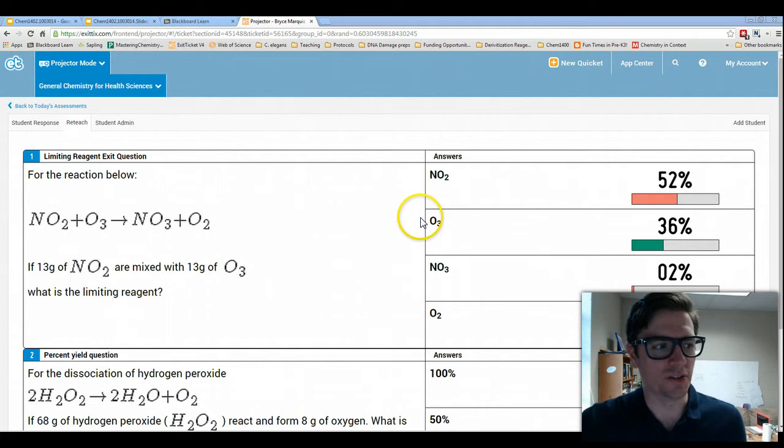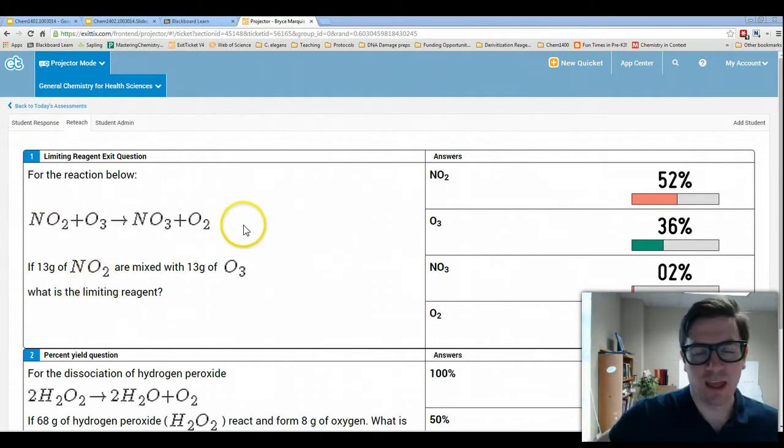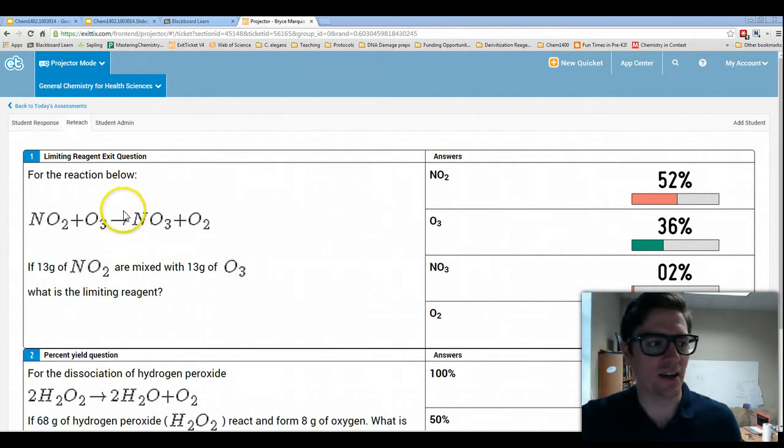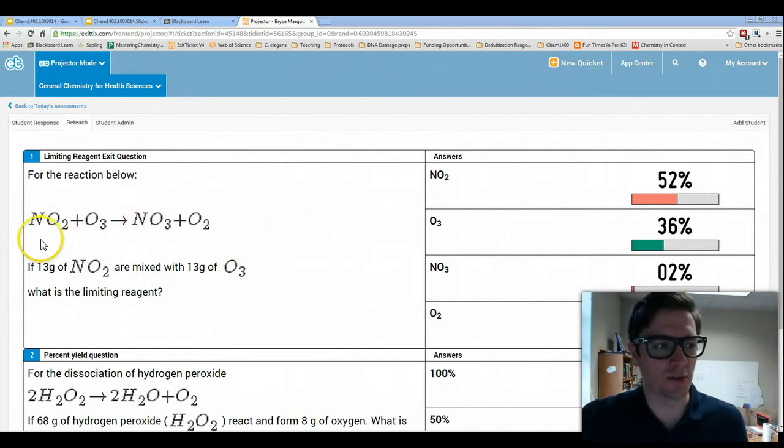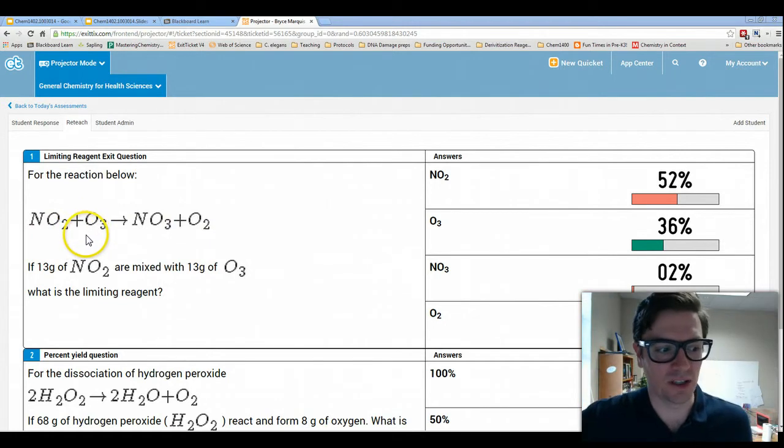The question was, here's your reaction. You have 13 grams of NO2 and 30 grams of O3, and they're mixed together. In this reaction, what's going to be the limiting reagent? The trick here is that all of these are a 1-to-1 ratio, so there's not going to be any funny business going on with stoichiometry. You just need to figure out how many moles of each there are, because the one with the least number of moles is going to be the limiting reagent.